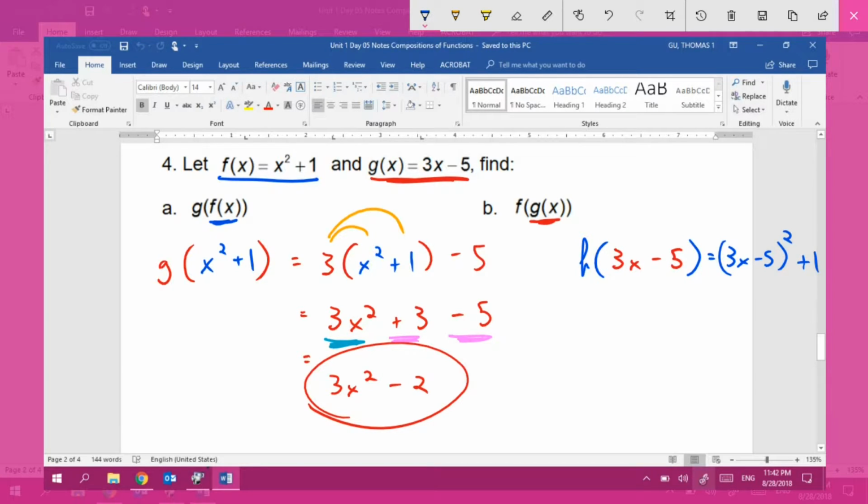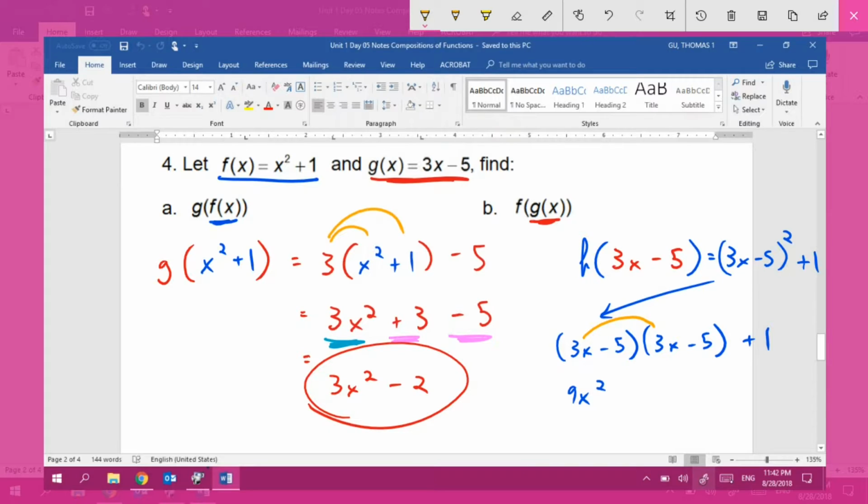And so what does this all really mean? 3x minus 5 squared is the same as this. Let me draw an arrow. It's going to be over here. 3x minus 5 squared is the same as 3x minus 5 times 3x minus 5. And then we can't forget the plus 1 on the very end. So let's go ahead and distribute this. First, let's go 3x times 3x. What is 3x times 3x? That would be 9x squared.